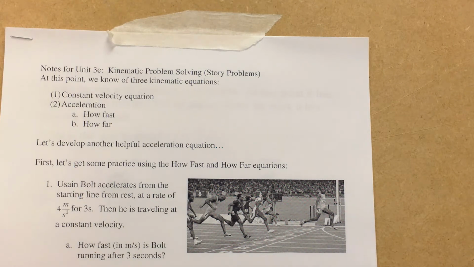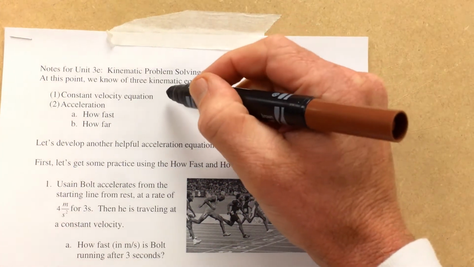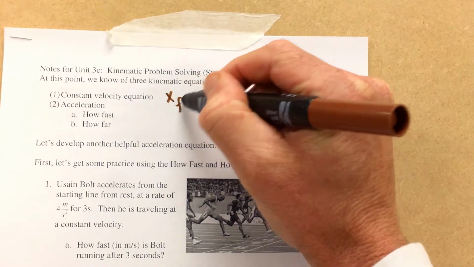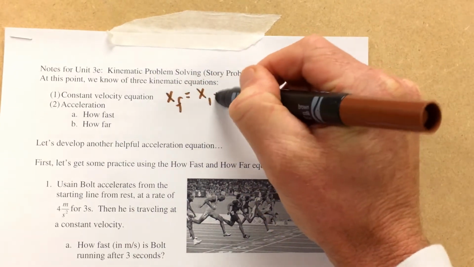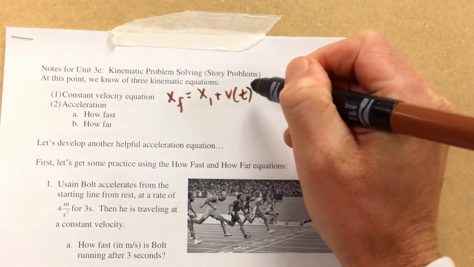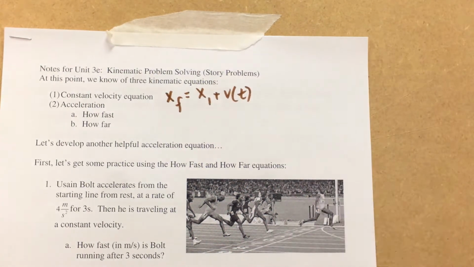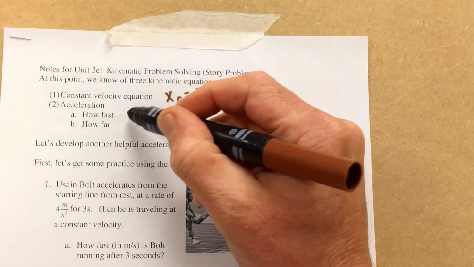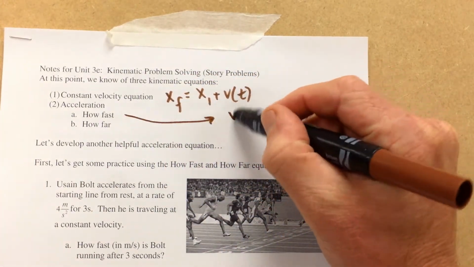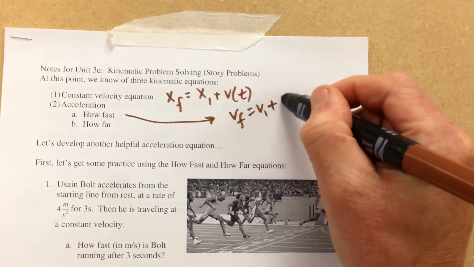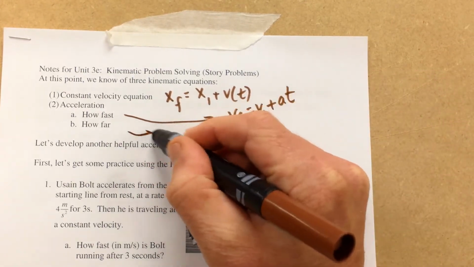So we've talked about several different types of motion: constant velocity motion, and we have our equation for that. This would be like a car with cruise control. And then we've also talked about objects getting faster and objects getting slower. That would be our acceleration. So we had a how fast equation, and then we had a how far.